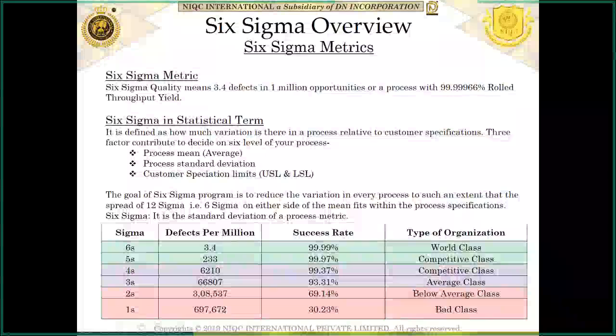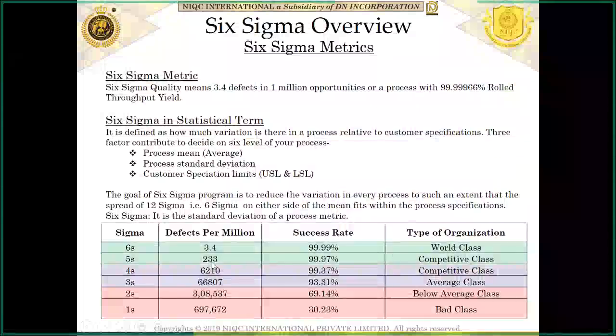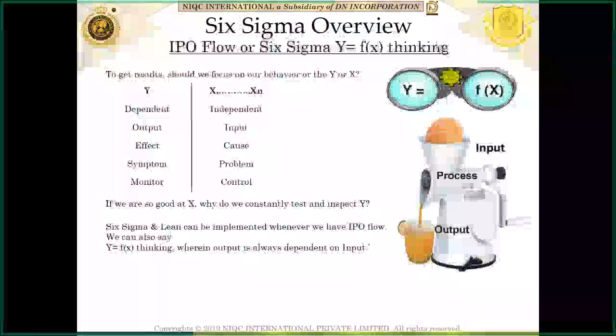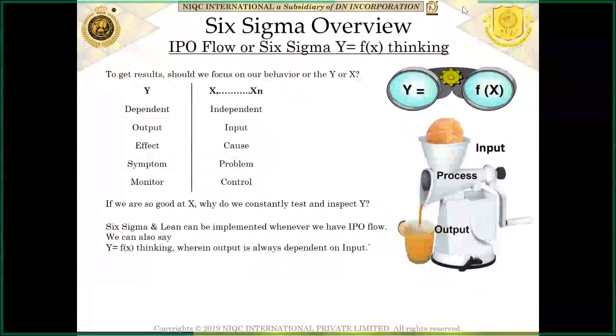But you'll be surprised: how do I remember these numbers, or what if I don't have exactly 233 defects? I can have more, I can have fewer. I'm going to tell you that manual calculation a little later. But for now, let's quickly understand the IPO flow.